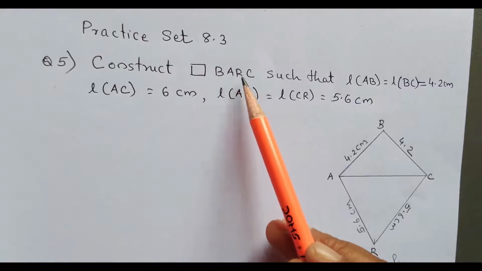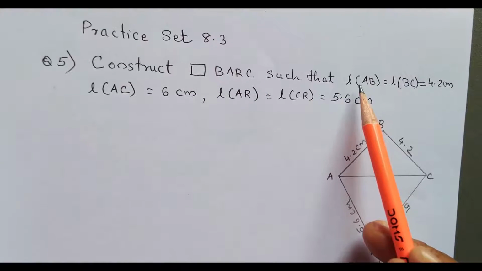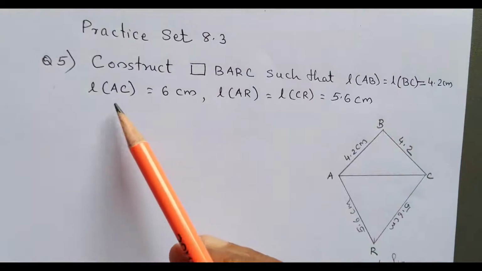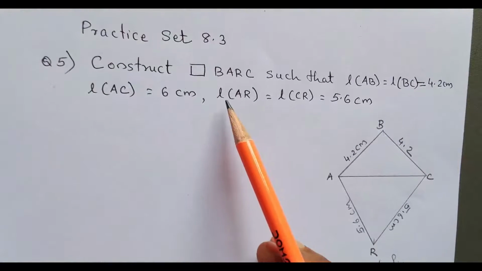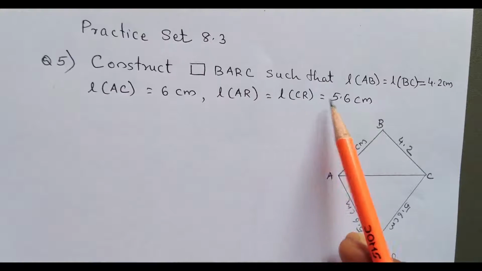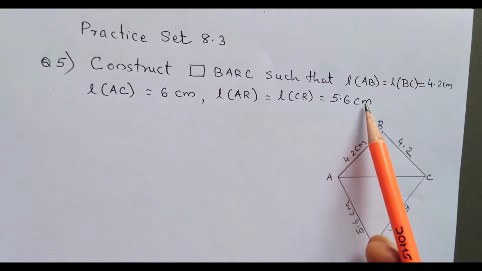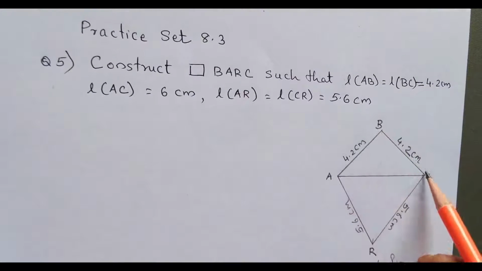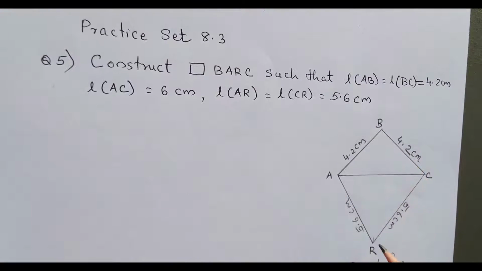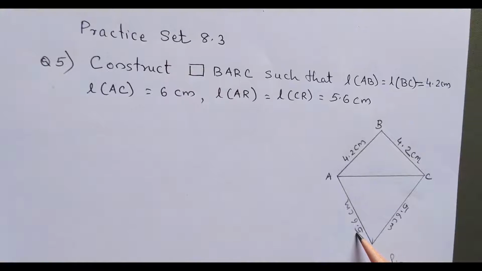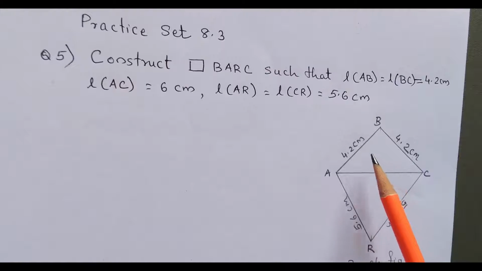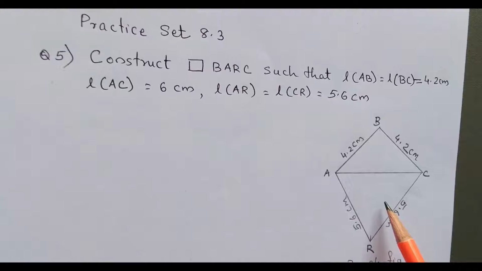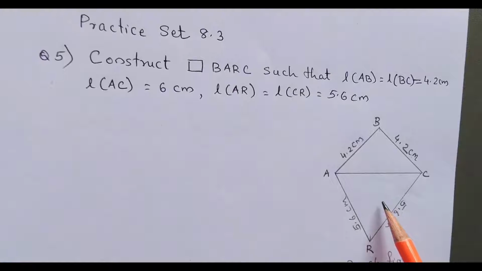Construct quadrilateral BARC such that length AB is equal to length BC is 4.2 centimeters, length AC is 6 centimeters, length AR and length CR are 5.6 centimeters each. This is a rough figure. AB and BC are 4.2 centimeters. AR and CR are 5.6 centimeters each. The two pairs of adjacent sides are congruent. So what is this quadrilateral called? Yes, it is a kite.